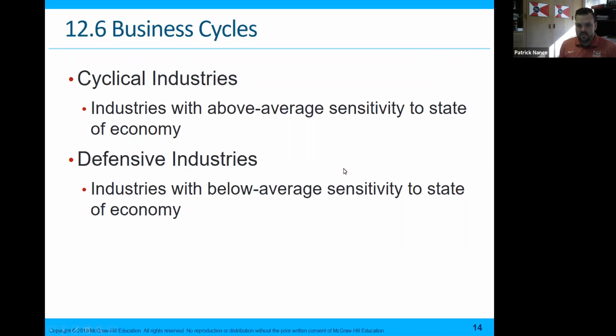All right, cyclical industries. Industries with above average sensitivity to the state of the economy. So, industries that have either a direct or inverse relationship with the economy. For example, in a direct relationship, car dealers and home sales usually have a direct relationship with the economy. When people are feeling secure and good in their job, and they're making the money they expect to make, and they don't feel like they're going to be fired or let go anytime soon, they tend to spend money on new vehicles and new homes and things of that nature.